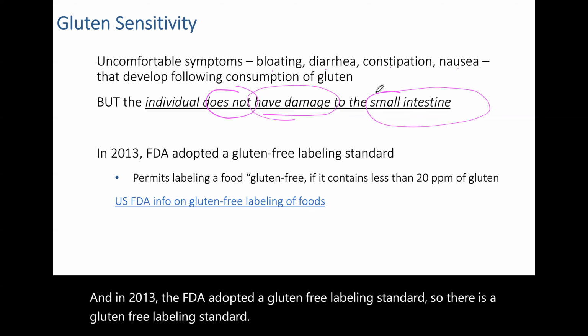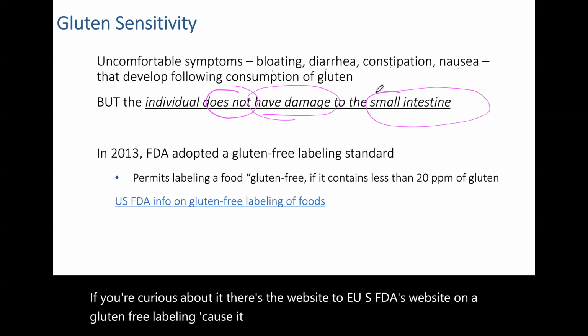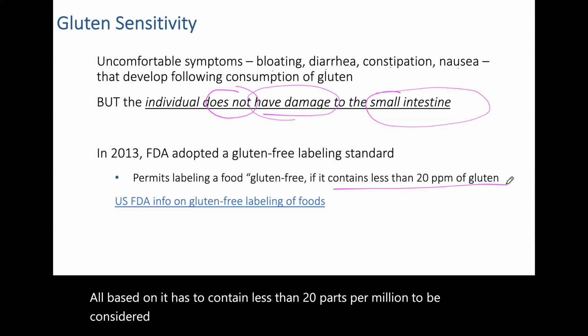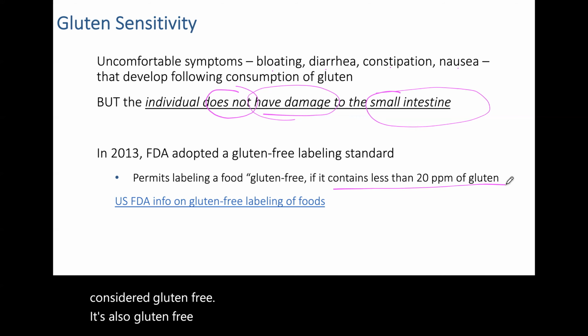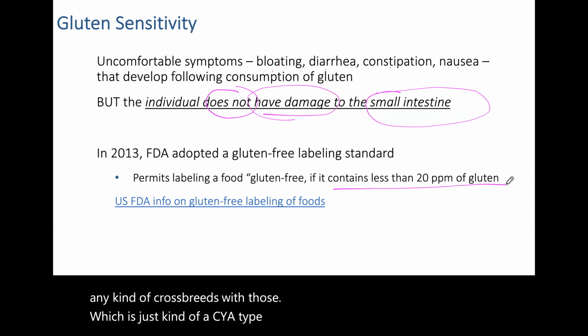If you're curious about it, there's the website to the U.S. FDA's website on gluten-free labeling, because it is pretty extensive. It has to contain less than 20 parts per million to be considered gluten-free. It's also gluten-free if it doesn't contain any wheat, rye, or barley, right? Or any kind of crossbreeds with those, which is just kind of a CYA type of terminology there.